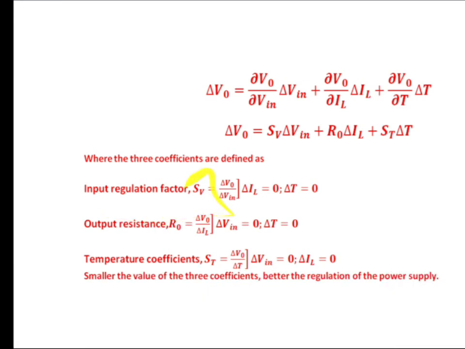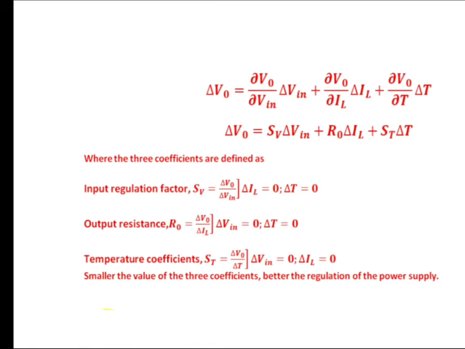The input regulation factor is indicated as SV. The first term is taken here, dou V0 by dou Vi, where load current is constant and temperature is constant. Then the output resistance R0 is dou V0 by dou IL, at the load, the output side, where input voltage is taken as constant and change in temperature is 0. Then we have the next parameter, temperature coefficient ST, indicated as dou V0 by dou T, where Vi is constant and load current is constant. Using these formulas, we can have factors indicating the stability.